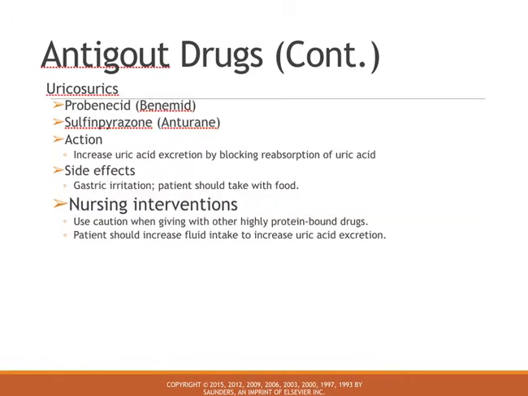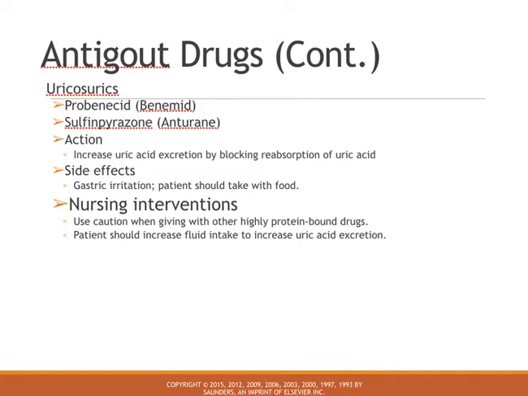Okay, then just to touch on another classification of anti-gout medications is probenecid. This one works by increasing the excretion of uric acid, and it blocks the reabsorption of it. It does have that gastric irritation as a side effect, so again, take it with food.